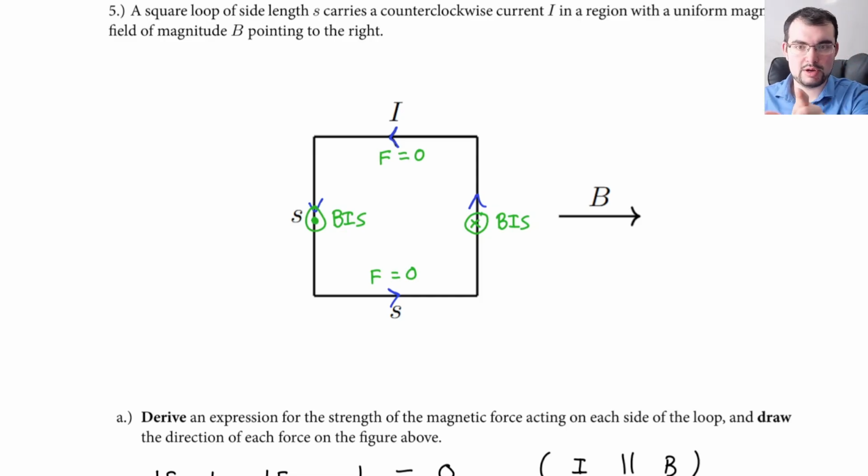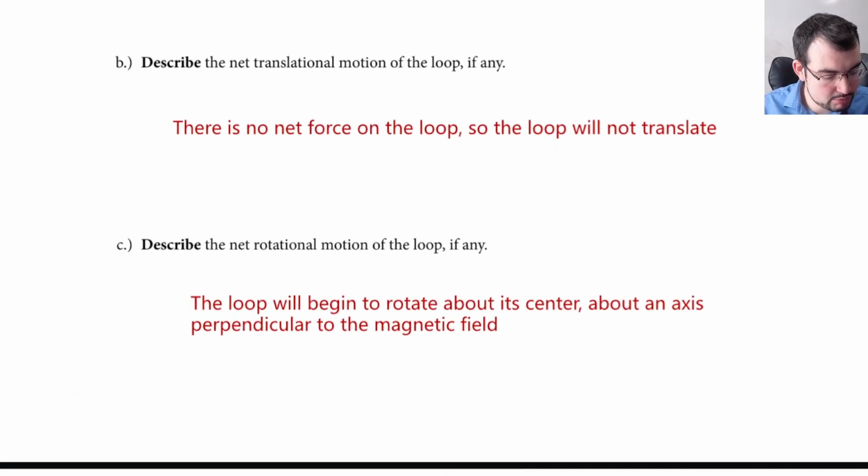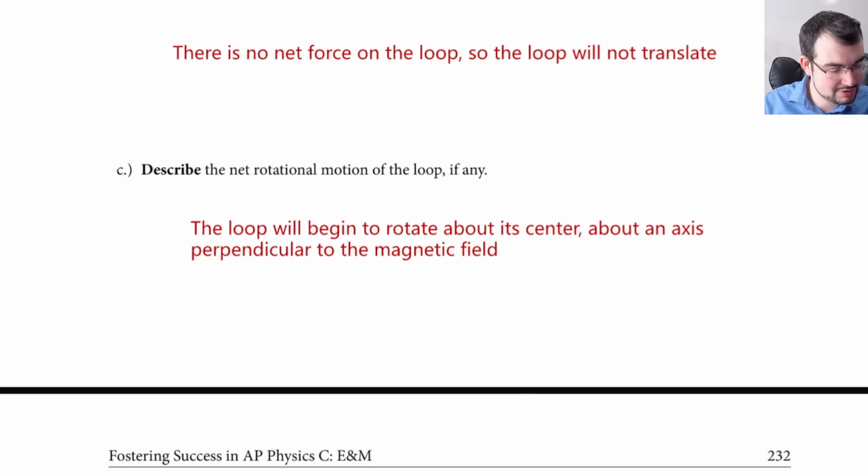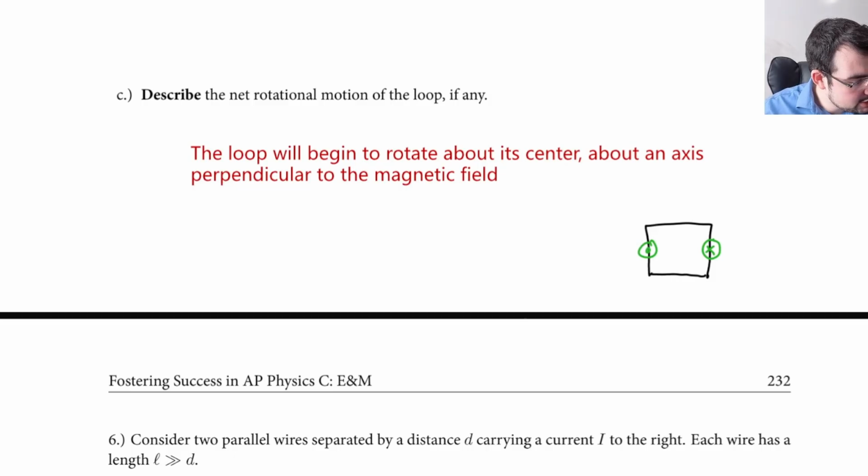So we actually are going to get a rotation. This loop is going to start swinging this way. The loop will begin to rotate about its center, about an axis perpendicular to the magnetic field. Just to draw what's going to happen here, we have our loop, and we're pushing like that. If I draw myself an axis like this, it's actually going to rotate like that. This end is going to pop out of the page initially, this end is going to pop in.